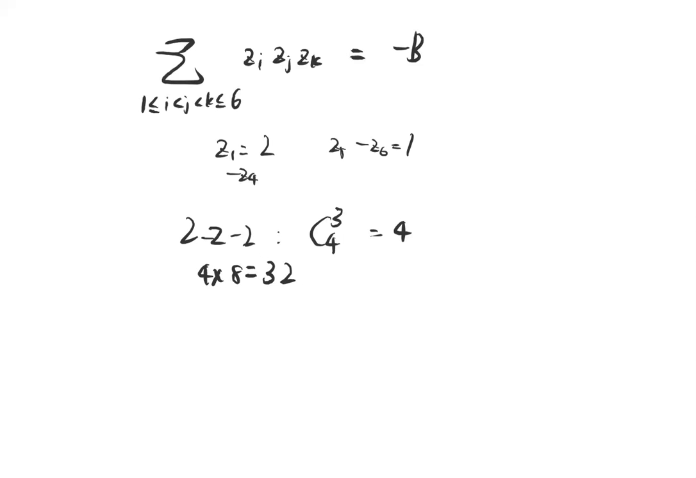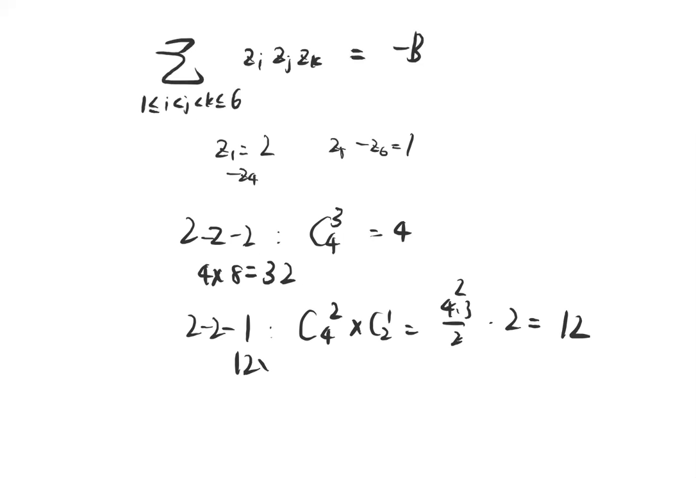The next combination is 2, 2, 1. We first choose 2 of the 4 twos, so C(4,2), and then 1 of the 2 ones, so C(2,1). What we have here is 12, and 12 times 4 is 48.